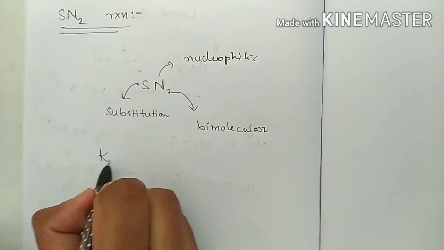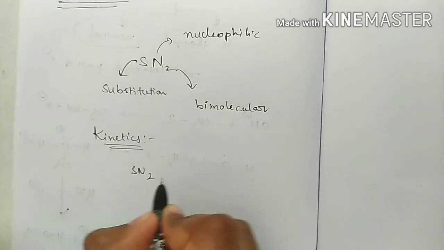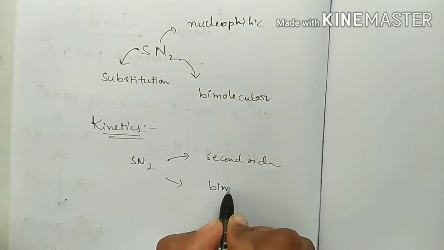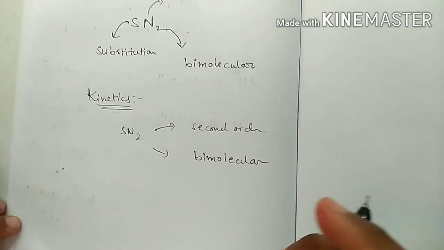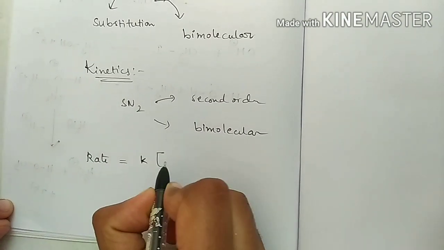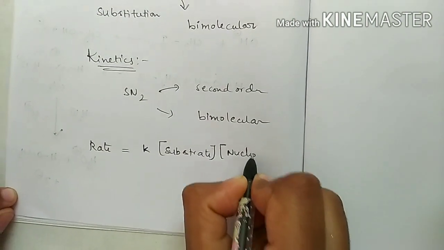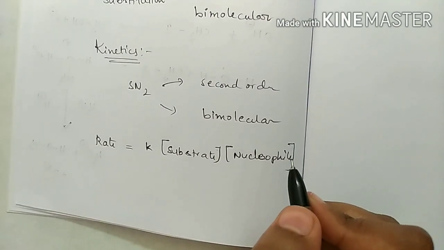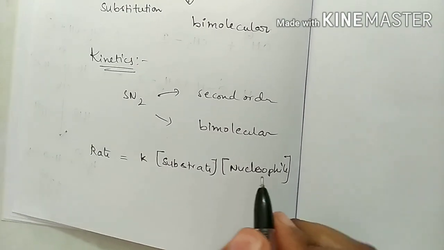So the kinetics of an SN2 reaction are: an SN2 reaction is a second order reaction and it is a bimolecular reaction. That is, in the rate determining step, 2 molecules are involved. So we can write the rate of this reaction as k times the concentration of the substrate times the concentration of the nucleophile. So an SN2 reaction is a bimolecular reaction and a second order reaction. That is, in the rate determining step, two molecules are involved.